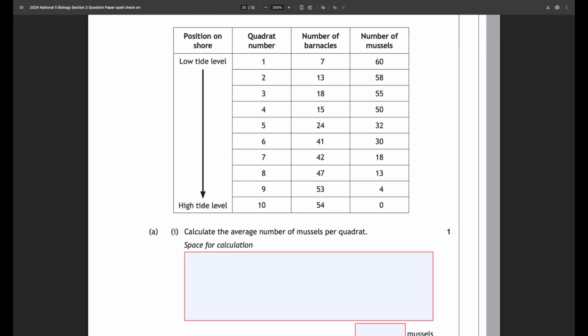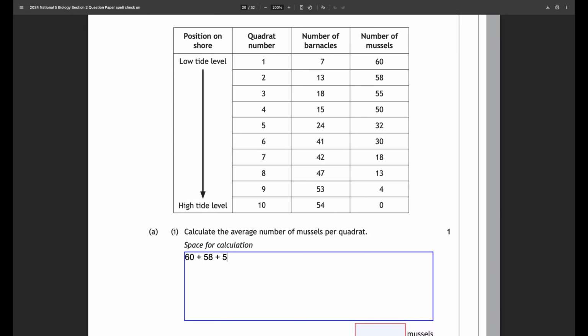Okay, so we've got this low tide all the way to high tide. We've got 10 quadrats all the way along, and we've got the number of barnacles and mussels. Calculate the average number of mussels per quadrat. Okay, this is one of those questions. It's simple, but it's not easy. The simple thing we have to do is add up all the numbers.